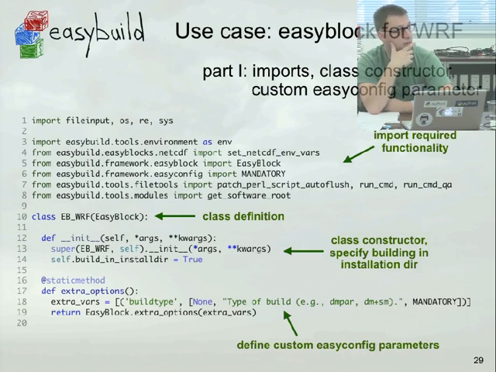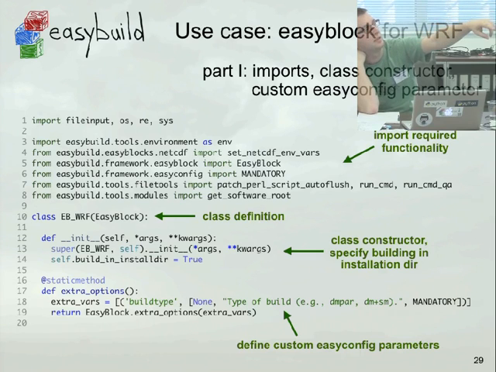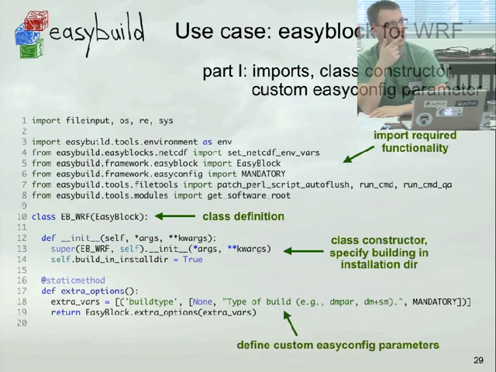So the first thing you have to do is all the necessary imports. It uses stuff from the framework, from the tools package. So there's the first from import. Basically, it imports a function from the netcdf EasyBlock to set environment variables for netcdf. WRF is not the only package that requires this, so instead of implementing it hard here, we just create a function for it, and then you can call that function. There are other packages that rely on the same environment variables as well.